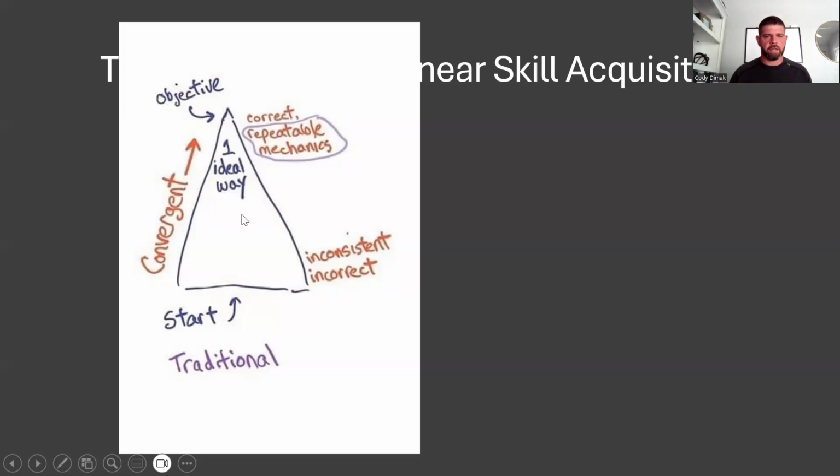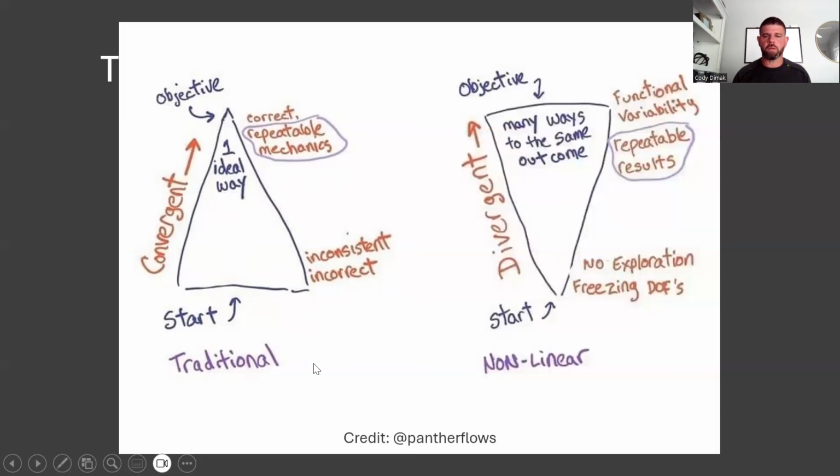Okay. But this has been proven time and time again to be an inefficient way to teach a skill, not just to novices, but also to professionals. What we should do is take that contemporary nonlinear approach. So we have a starting point, but instead of converging on something, we should diverge. Okay. So we want a divergent solution here.